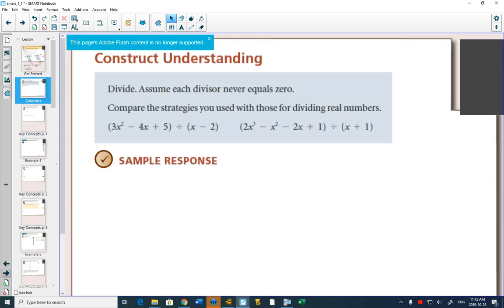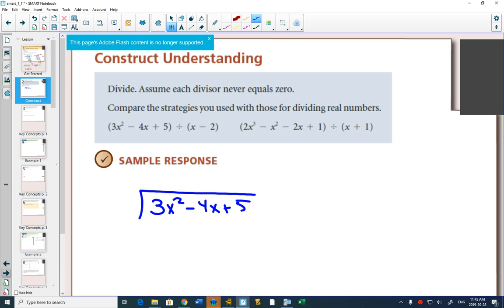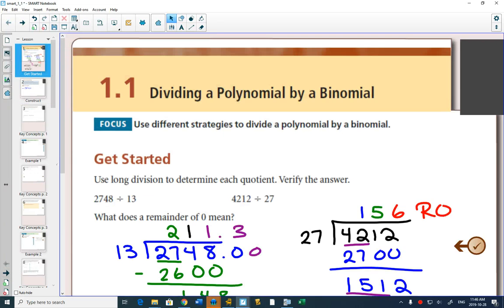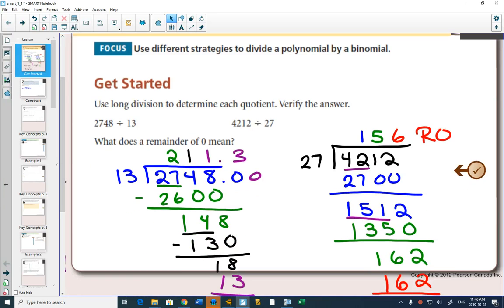We divide with algebra. We divide polynomials. So we start this out with long division in the same way. We want to divide 3x squared minus 4x plus 5 by x minus 2. So we're going to translate the strategy we did with numbers to the algebra. Looking back at our numbers, our strategy was to try to get rid of as much of the 27 as possible.